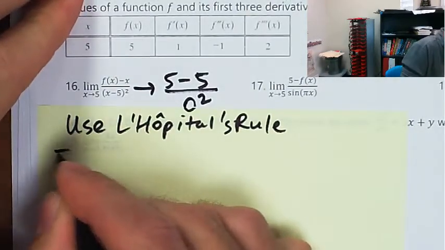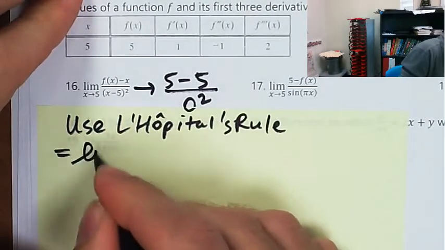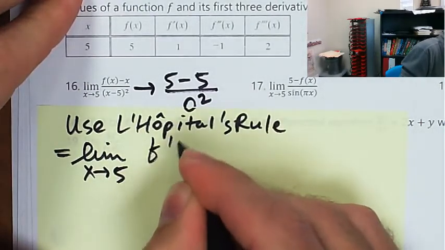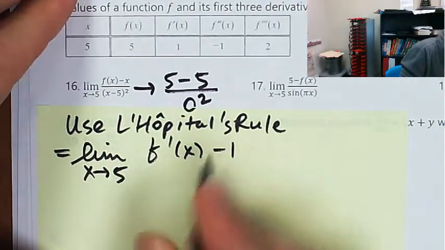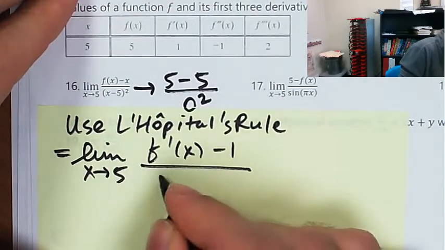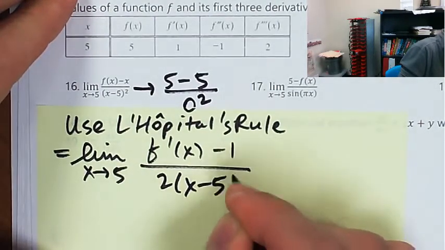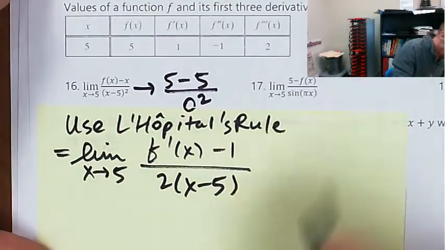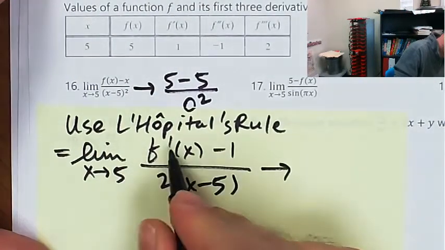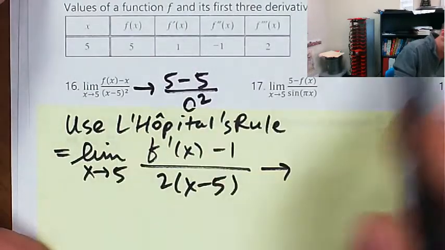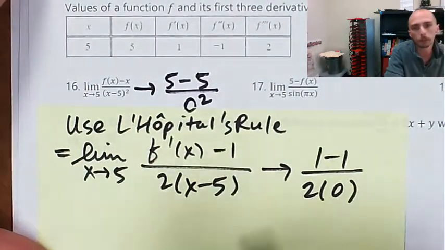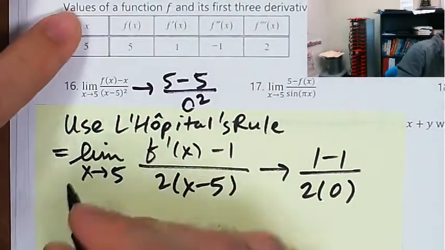Okay, because this one's going to 0 over 0, I'm going to use L'Hopital's rule. So this limit is going to be equal to the limit of the ratio of the derivatives. Limit as x approaches 5 of f prime of x minus 1 divided by 2 times x minus 5 to the first power multiplied by the derivative of x minus 5, which is just 1. So I'm good there. Go to plug in 5. f prime of 5 is 1, minus 1, divided by 2 times 0. Okay, this is 0 over 0 again, so I got to use L'Hopital's rule again.